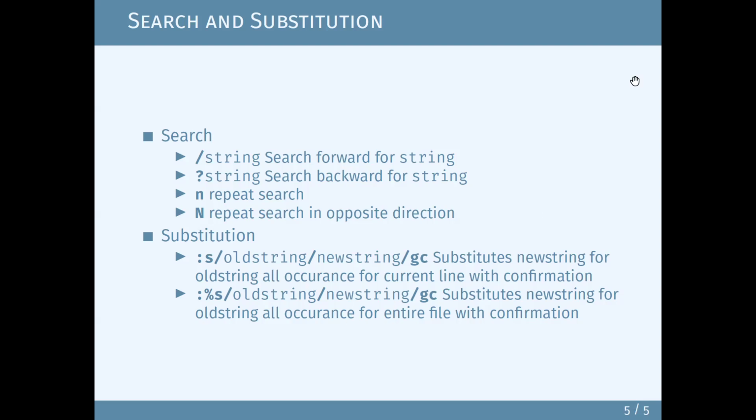Then finally, we also discussed how to substitute. For example, if you type S and slash, the already existing string, and then the new version, then G and C will substitute anything in that particular line with confirmation, C for confirmation. But if you want to do it for the whole file, the entire file, then you start with %S. So these are some of the basics that we have discussed. Having said that, let's continue our discussion.